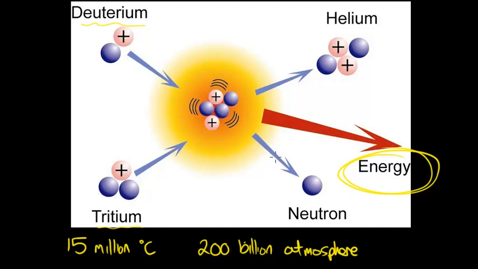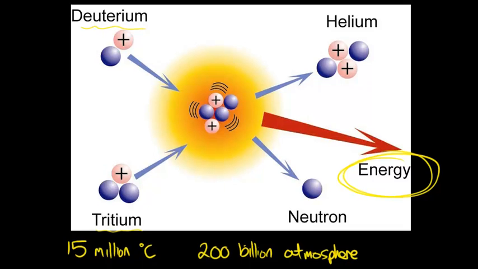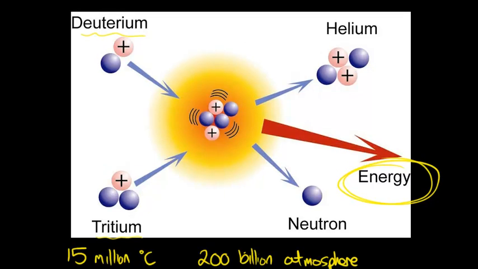And to do that, you need a special container. In fact, you actually need a magnetic field, because if you use a normal container, it cools the hydrogen down too much and it won't fuse. So this is fusion, and just to give you a little animation of this process with deuterium and tritium, let's head on over to here.